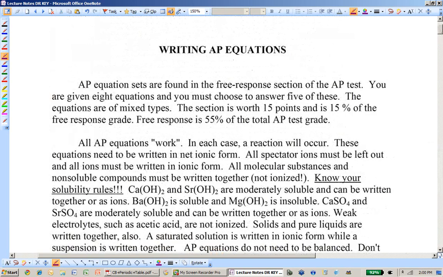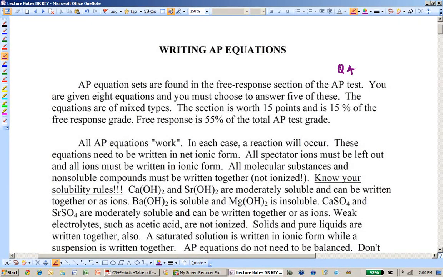But this first part was from prior to 2007, so we need to make sure you're aware of how the test is formatted. She opens by saying that AP equation sets are found in the free response section of the AP test. That is correct. It's going to be question 4. So the minute that the proctor has wrenched your calculator from your grasp, since you have your calculator for questions 1, 2, and 3, the next thing that happens is you open up the second half of your testing booklet, and this is the question that will be facing you.